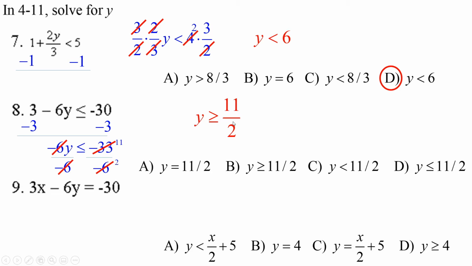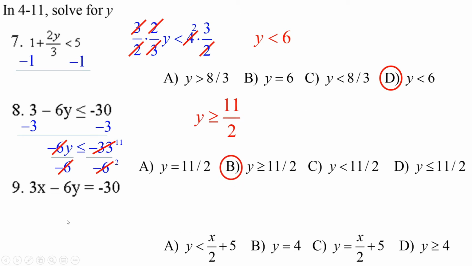Or if you want the fraction, your calculator will also convert a decimal to a fraction for you. All right? So let me know if you haven't done that kind of stuff on a calculator before, and meet with me and I'll show you. Anyway, y is greater than or equal to 11 over 2. That would be B. I think we're getting 100% here.